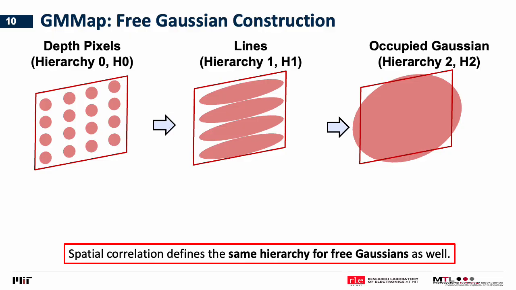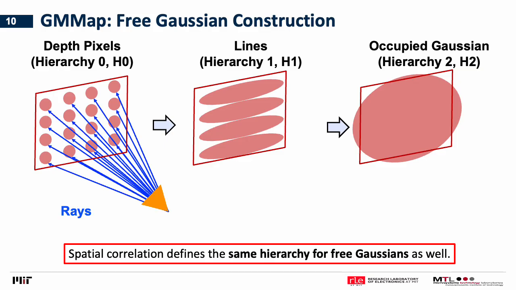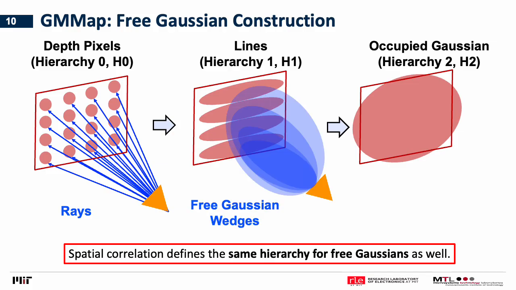And critically, the free space is converted in parallel. The rays that produce the depth pixels at H0 sweep through the free space along their path. Therefore, those rays aggregate into free Gaussian wedges at H1, and then those wedges become the free Gaussian bases that combine into free Gaussians at H2.